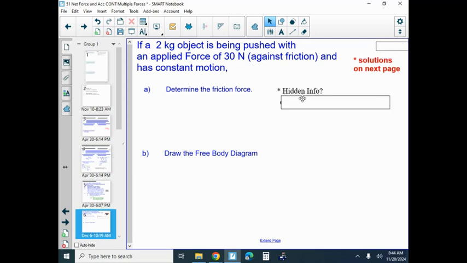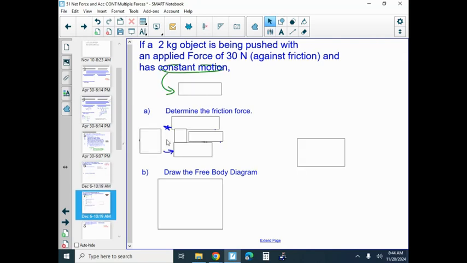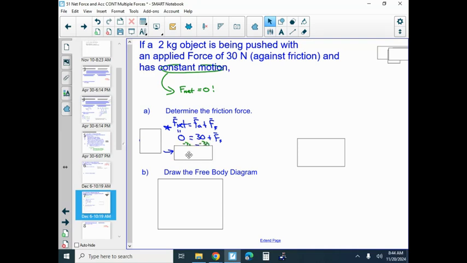Because it's constant motion, that means we have a net force of 0, right? So the solution looks like that, where we notice we have a net force of 0. Net force is all the forces added up, of course, and we know the result is 0. So we've got an applied force of 30 newtons against an unknown friction force, so we just leave it as a variable. We can subtract 30 from both sides and end up with a friction force of negative 30 newtons. The negative means against the motion, of course, right?